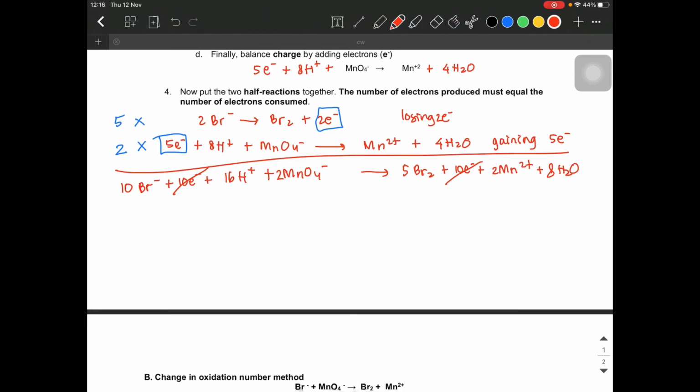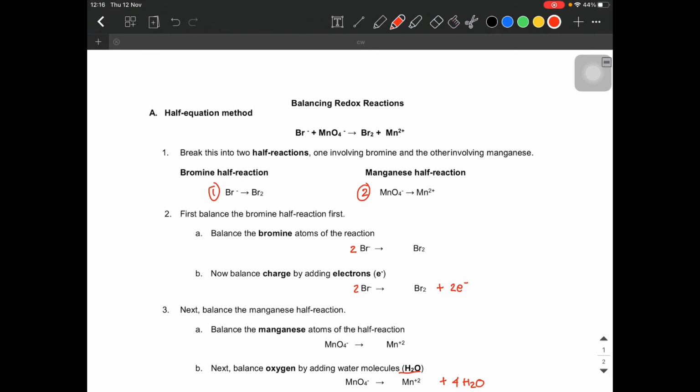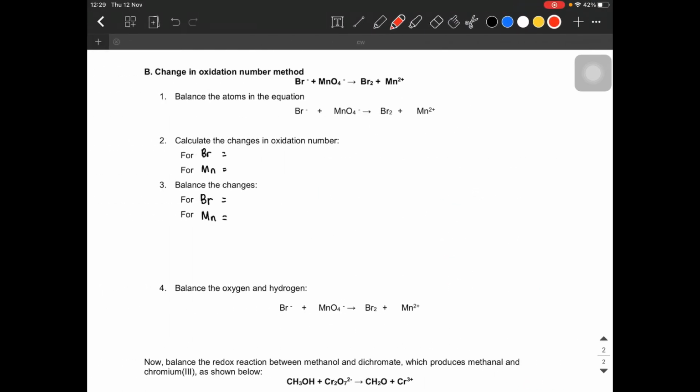So that is the way you solve this equation using the half equation method. Now, the redox reaction using the change in oxidation number method. The first step is to balance the number of atoms in this equation. In the meantime, no need to balance the number of oxygen and hydrogen. We just need to balance the atoms that are being reduced or oxidized. Here at the right we have 2 bromine, so we need to add coefficient 2 in front of Br minus. So now the number of bromine at the left and right are the same.